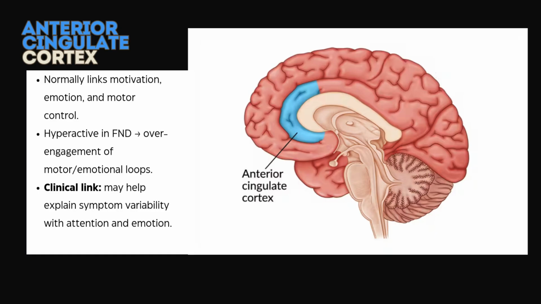The anterior cingulate cortex normally links motivation, emotion, and motor control. As it's hyperactive in FND, an overengagement of motor and emotional loops is created. The clinical link may help explain symptom variability with attention and emotion.